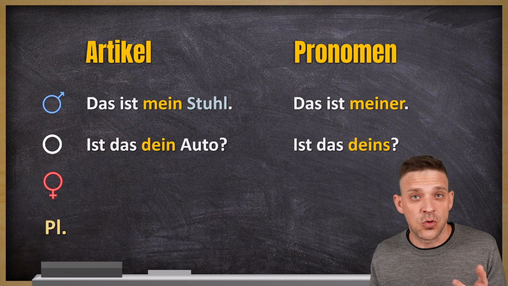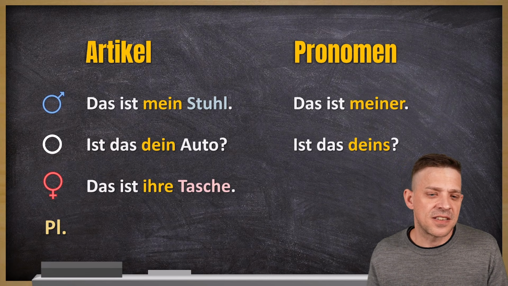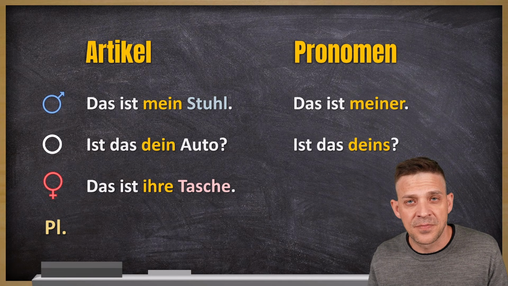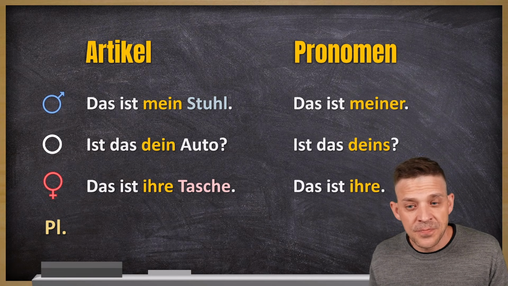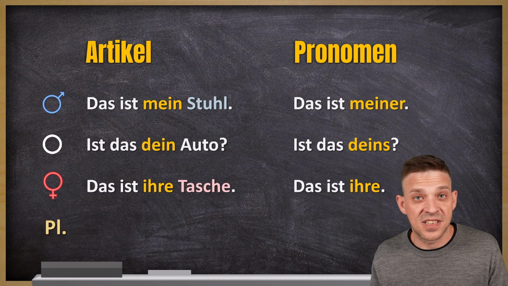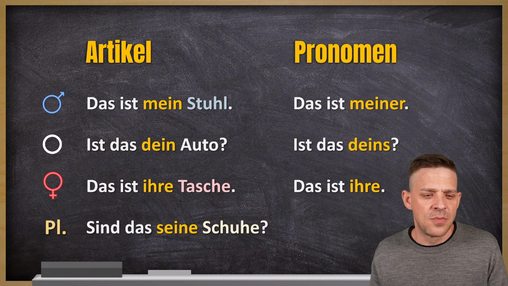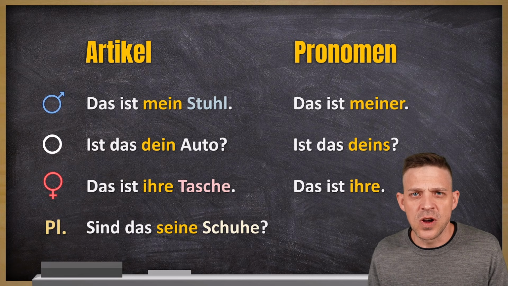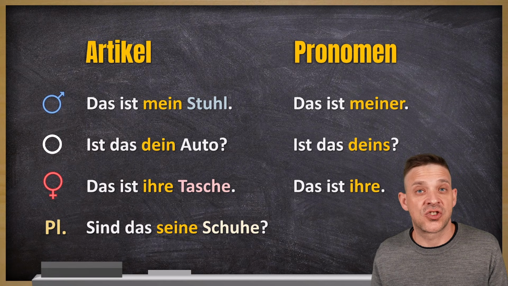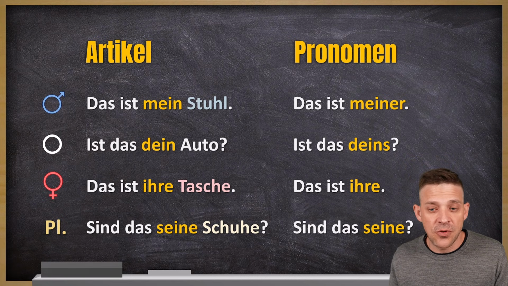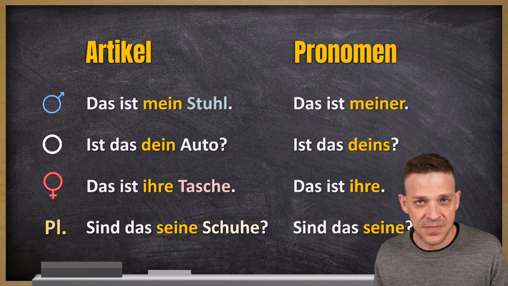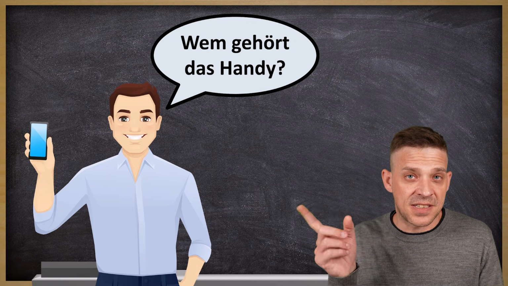Is this yours? Feminin. Das ist ihre Tasche. This is her bag. Using the pronoun. Das ist ihre. This is hers. Plural, sind das seine Schuhe? Are these his shoes? Or using the pronoun, sind das seine? Are these his?